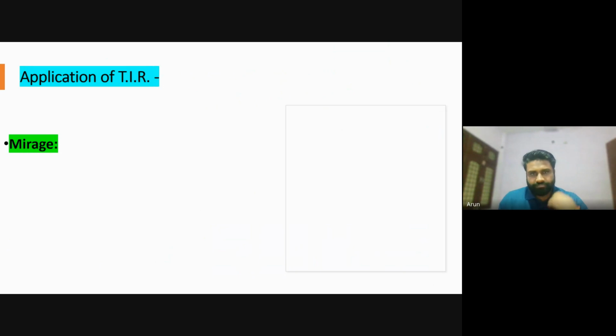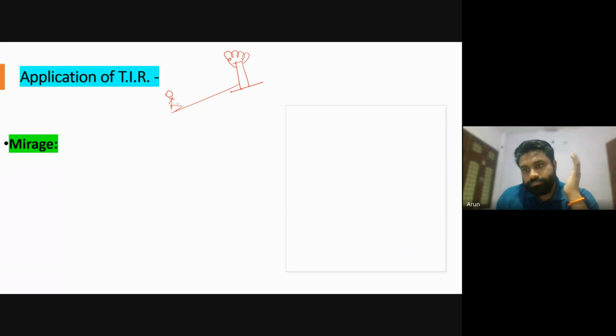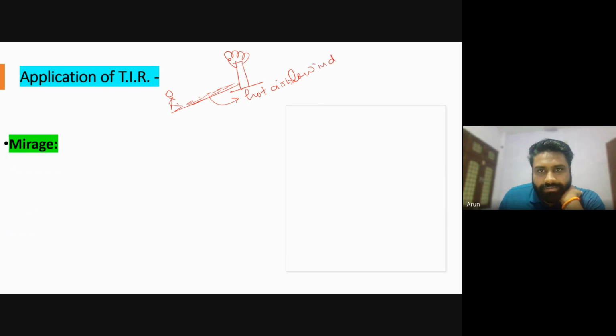And how does this happen? Look, if this is the tree and you are here, and there is a very hot summer day. So what is happening: the air adjacent to the earth is hot. Hot air means low in density. The upper air will be cold, and cold air has greater density. So we have two mediums here, one is denser, one is rare.